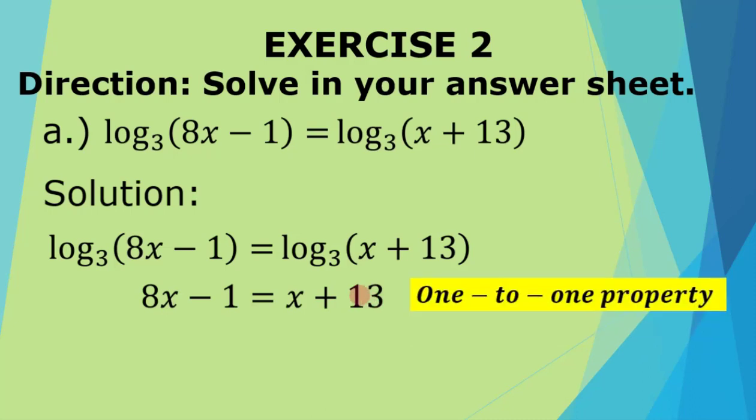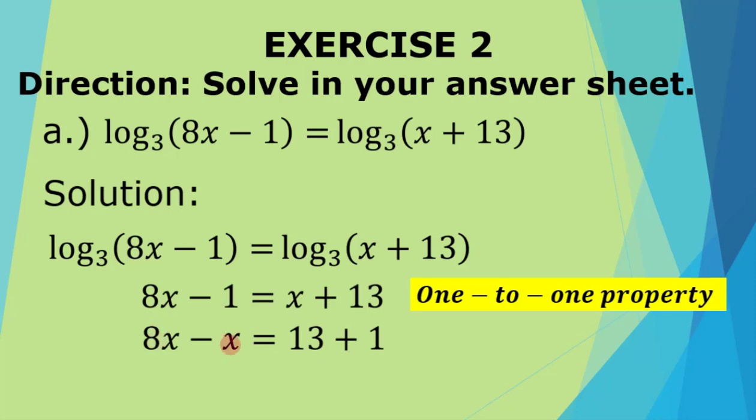Why do we have to do that? We are justified by the one-to-one property. So we end up with a linear equation from a logarithmic equation. So it's a very good transformation. If you know the rules in math, you will never get it wrong. So remember the rules for logarithms. Moving on.